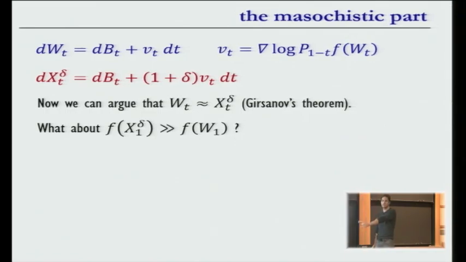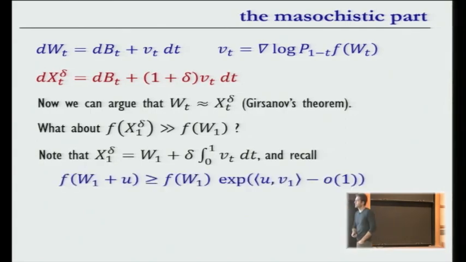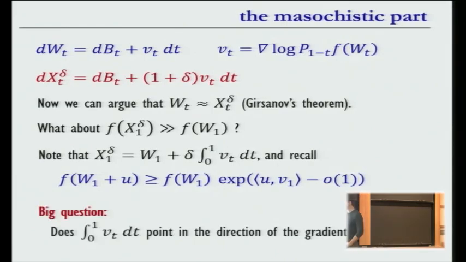It's intuitively clear that if you had more in the direction of the gradient, then the value of f at the end should be larger. But it's not clear. Note that this is x, this is x1. So x1 is our original process w1 plus this additional push. Recall the formula that if we push in direction u, then we get a gain if u is correlated with v1.